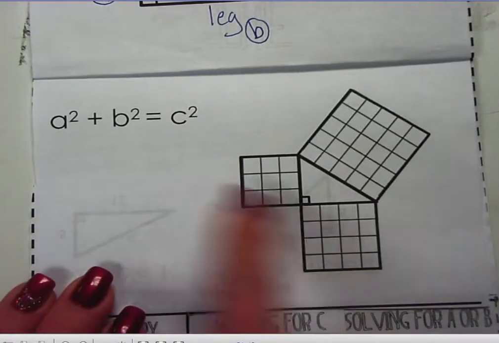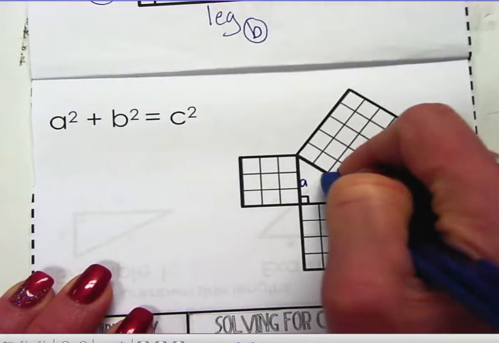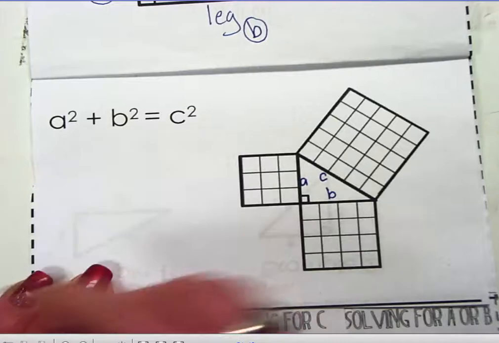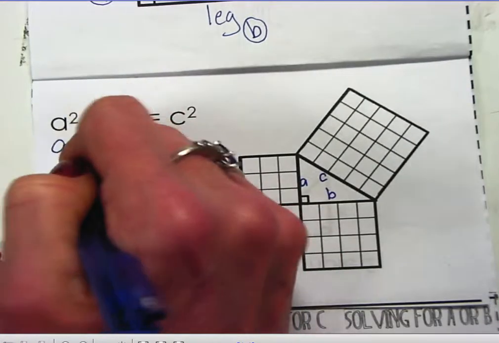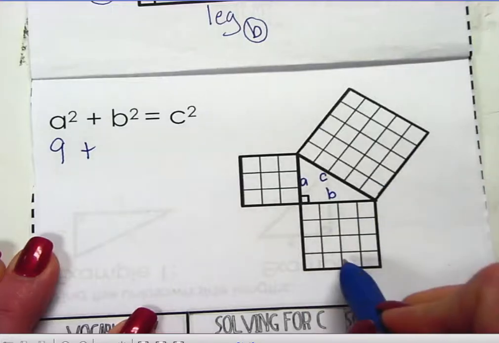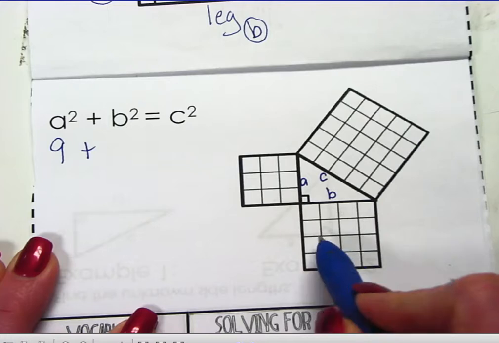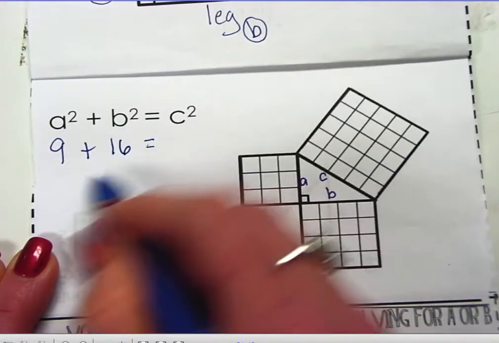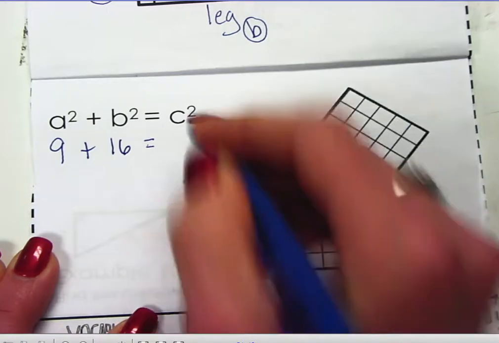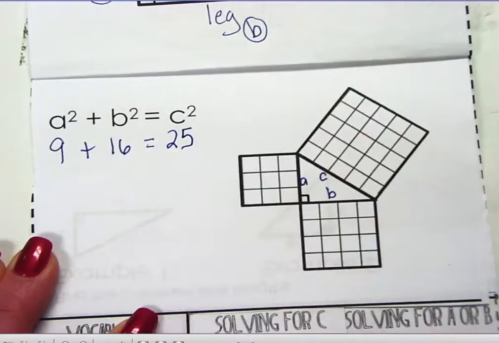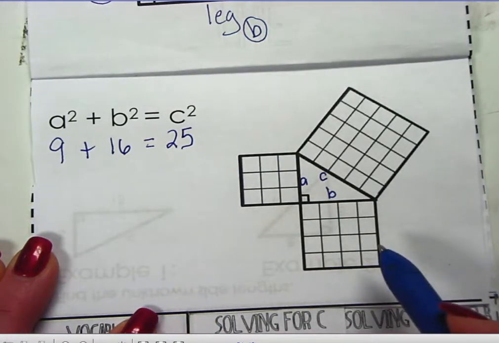Okay, so if we look here, this is a, this is b, and this is c. So a squared is 9. And b squared, if we look at the area of our square, is 4 by 4, so that's going to be 16. And then if we put those two areas together, they make up c squared, which is the area right here, which is 25. So that's our Pythagorean theorem. That's what we're going to use to find missing side lengths of triangles.